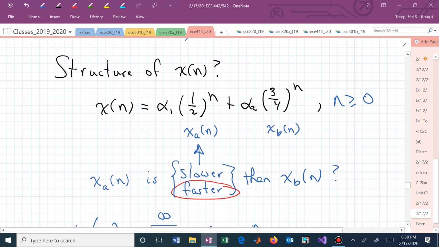Now, if I said, well, describe x sub b of n, how would you describe that? Slower. But how did we also refer to something that was slower? It dominates, doesn't it? So this x sub b of n is a dominant mode.